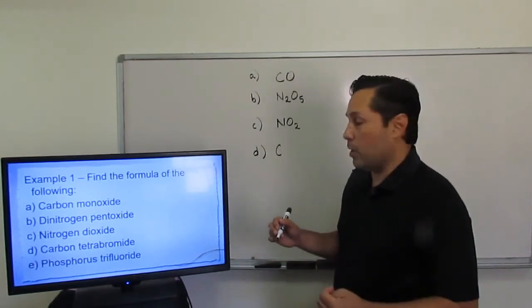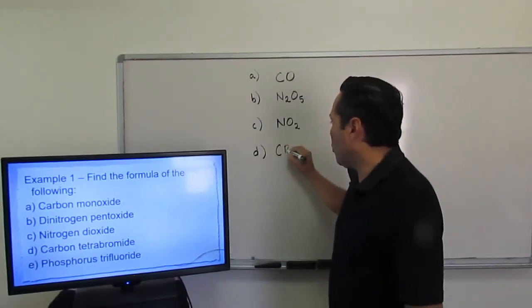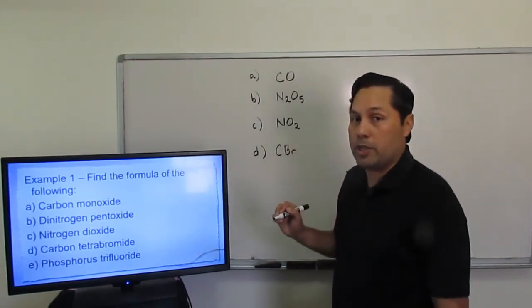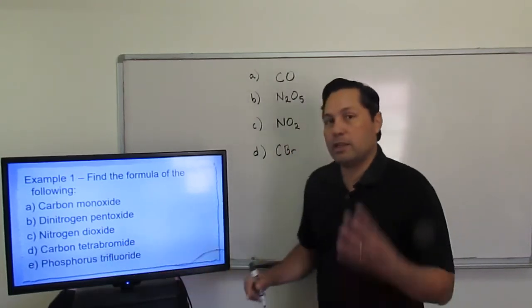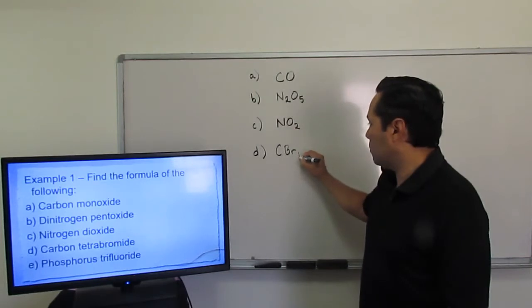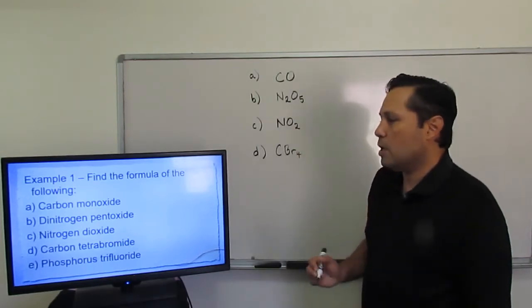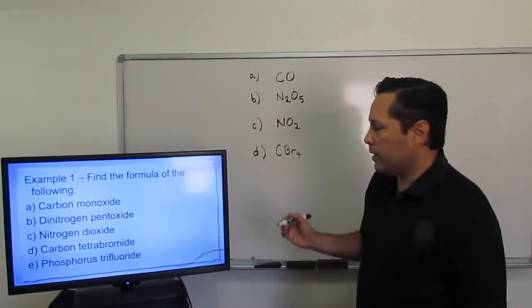Tetrabromide, 4 bromides. So the symbol for bromide, again, you get these symbols from the periodic table. The symbol for bromide is Br, and tetra meaning that there's only 4 of them. So there's your answer.